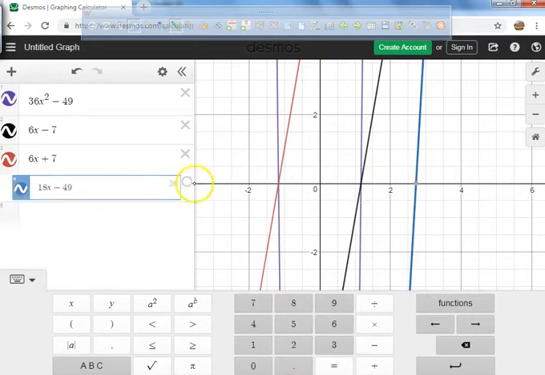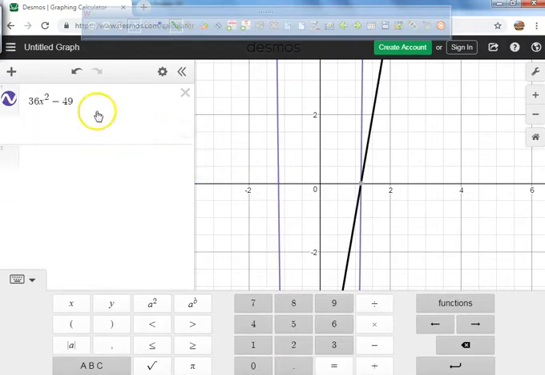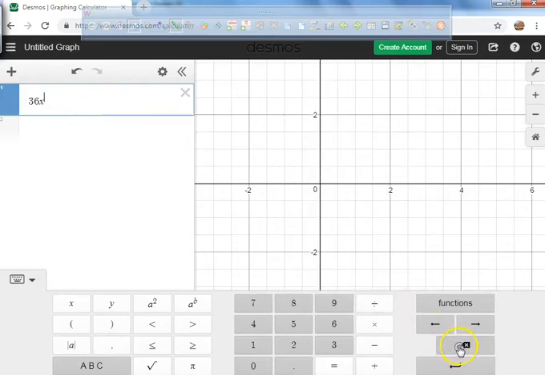So I'm going to do one more example. What were our two factors? 6x minus 7 and 6x plus 7. Yeah. Remember our other one? What was our other example I showed you guys?